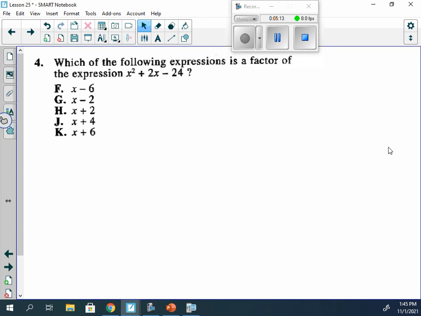Let's look at number 4. Which of the following expressions is a factor of the expression x squared plus 2x minus 24? Well, if we're to factor this, we're going to have 2 sets of parentheses with 3 spaces. To find the sign, we look at the third term. If the third term is positive, the signs are the same and they match the sign of the middle term. If the third term is negative, our signs are opposite.